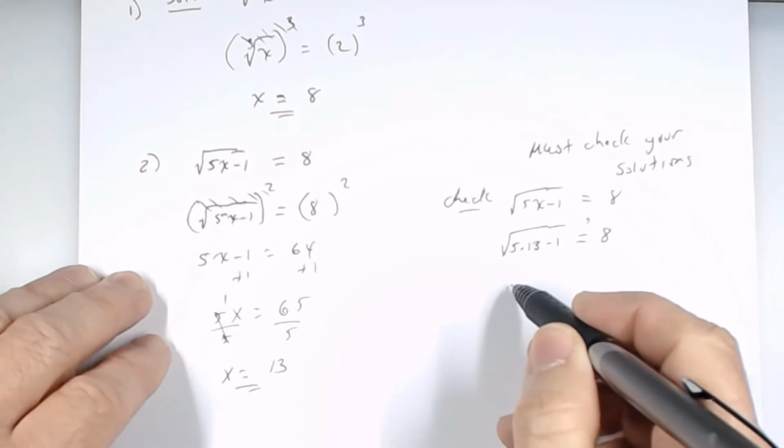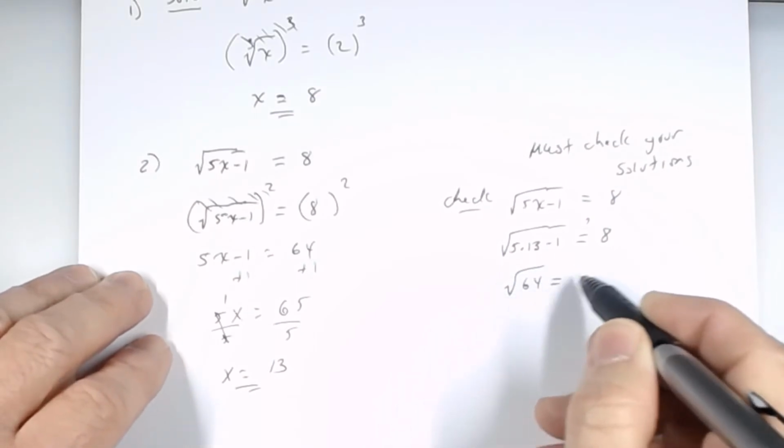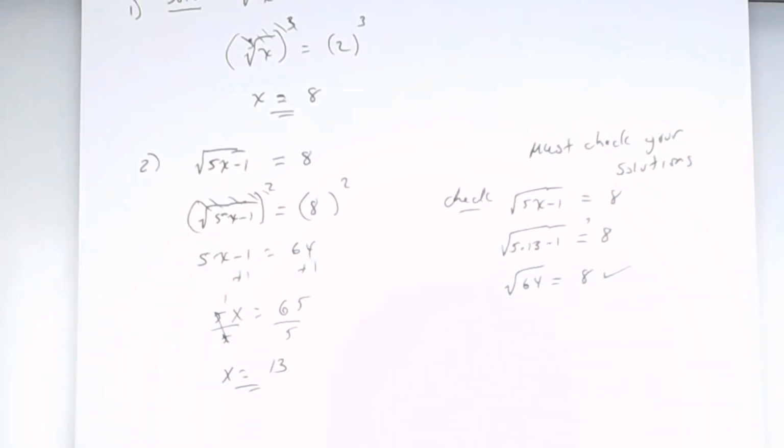All right, now I'm going to ask you this. Is the square root of 64 equal to 8? Yep. So 13 is a solution. 13 is not an extraneous solution. You still don't know what an extraneous solution is. We'll get to that word again when we get to a problem that has some.